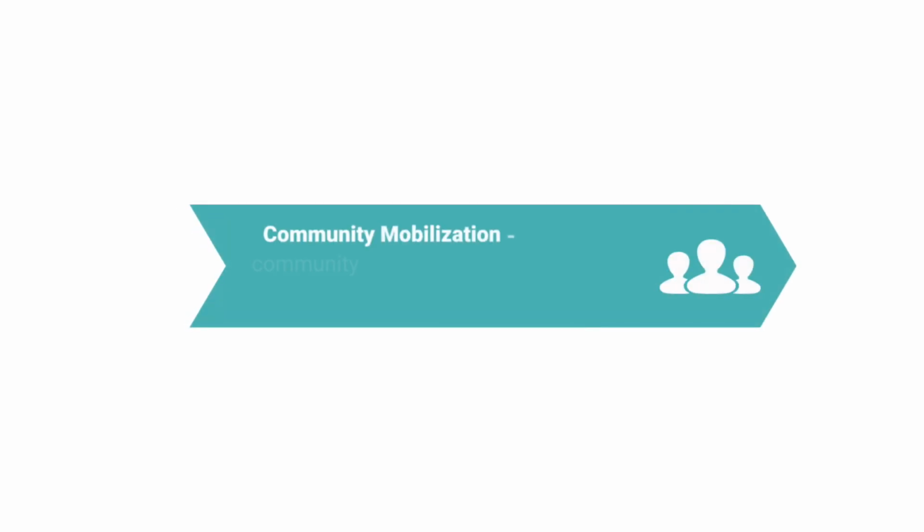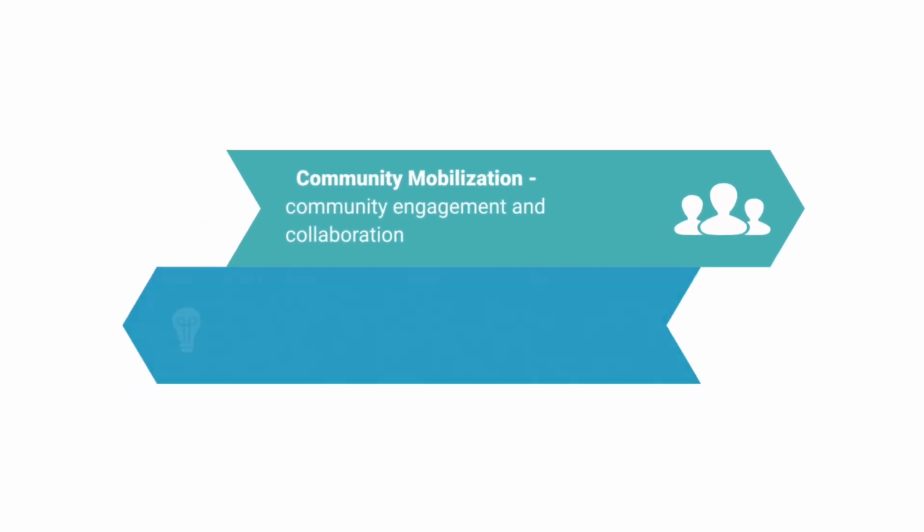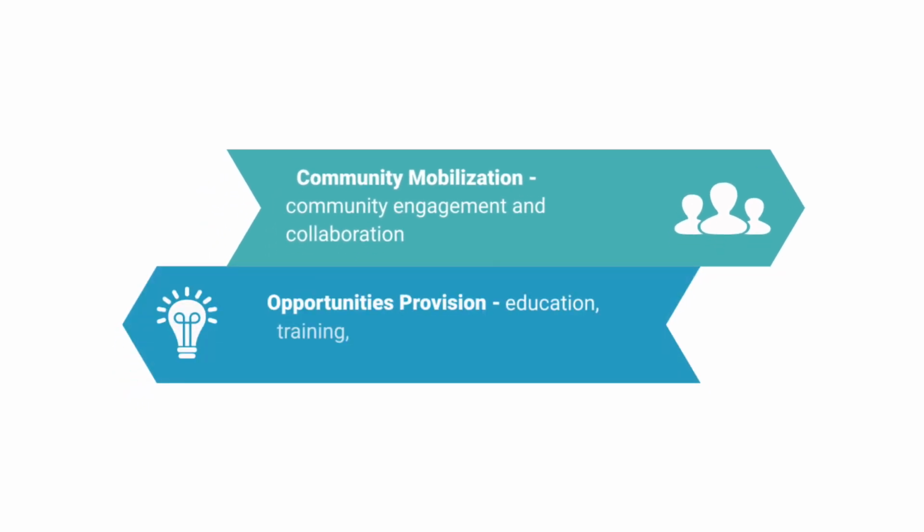At the heart of the model are its 5 core strategies. Community mobilization is engaging the community as a partner in designing, implementing, and leading strategies. This collaboration and engagement is key to building public trust and vesting ownership of the model within the community. Opportunities provision is providing education, training, employment, and reentry opportunities designed to engage gang-involved youth and young adults, forming a pathway to gang desistance and success.